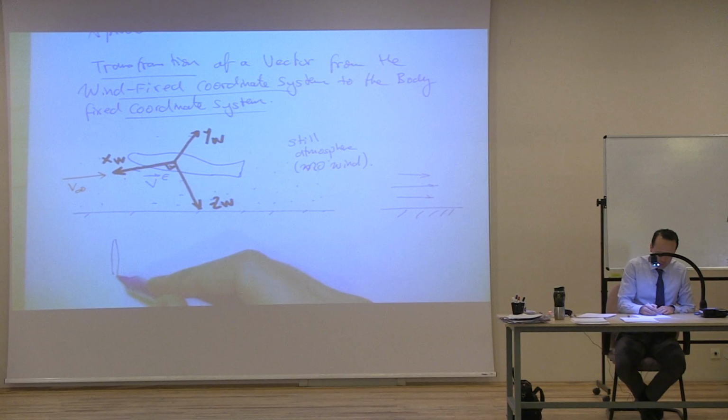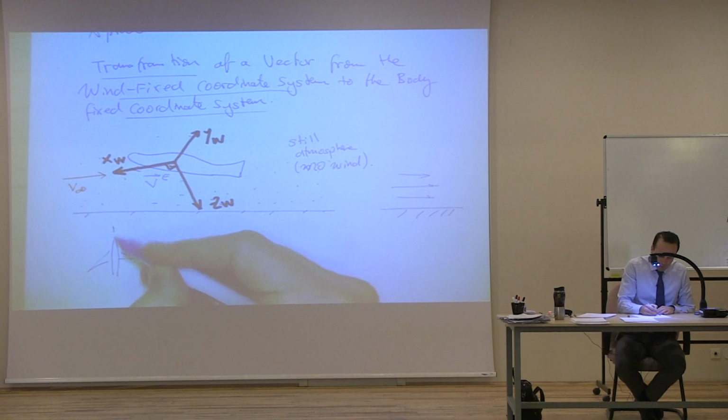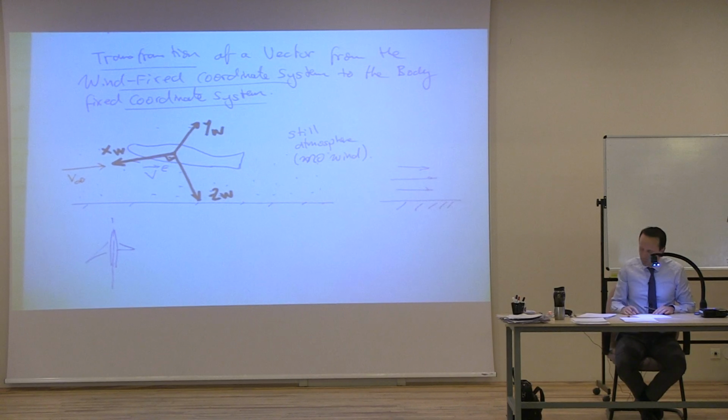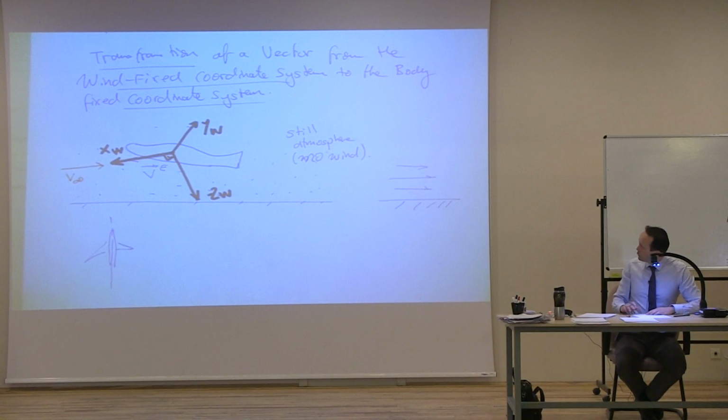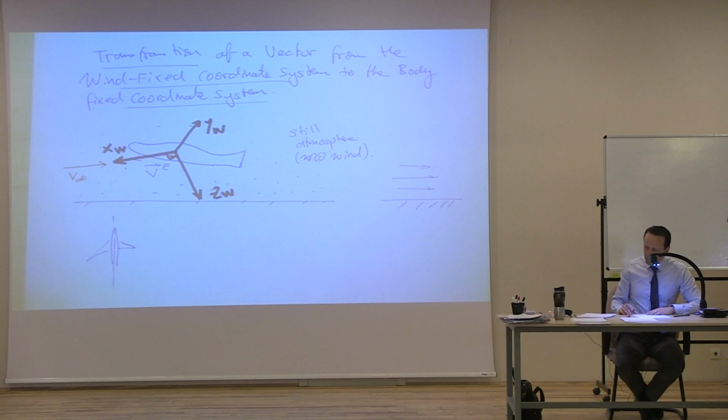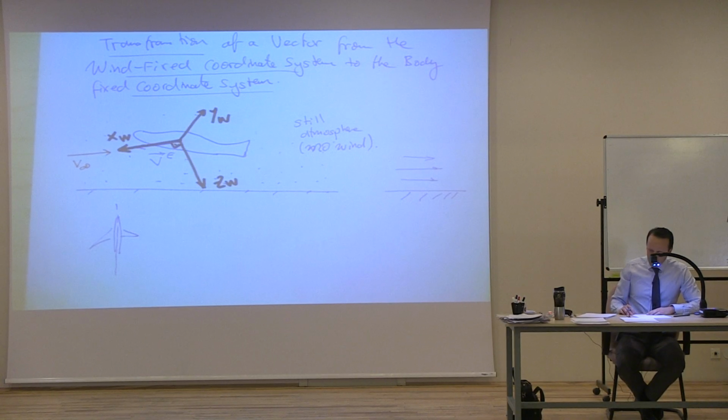It's this thing, if this is your airplane, so this would be the symmetry plane. So it is in the symmetry plane, and Yw is 90 degrees. Now this is a 2D picture, of course. This is a two-dimensional picture.